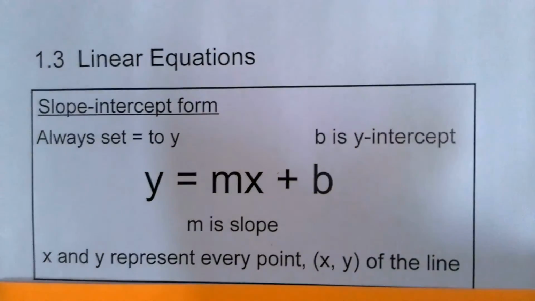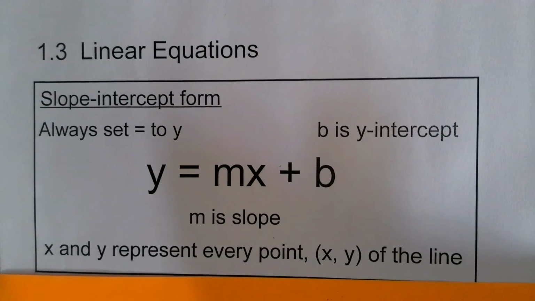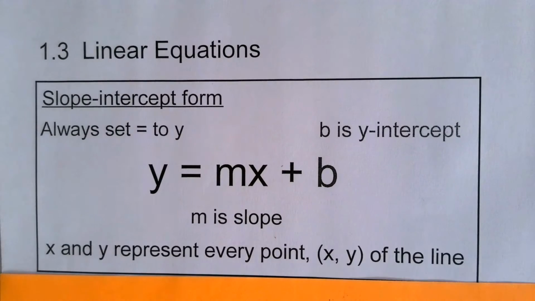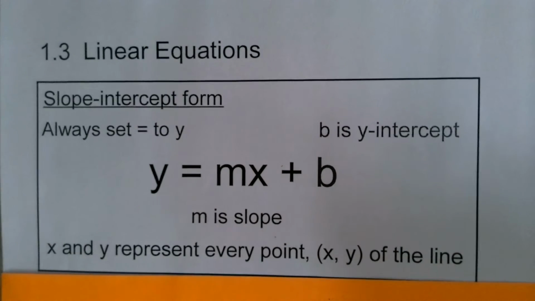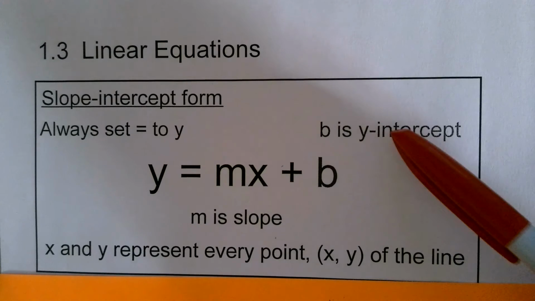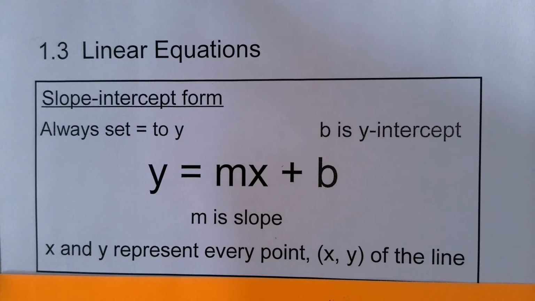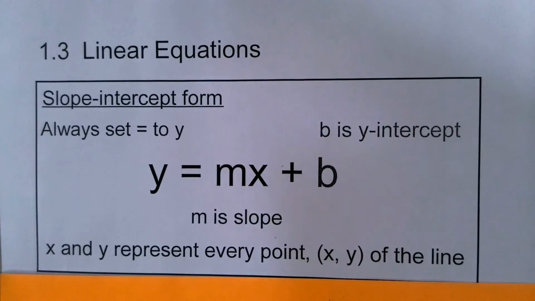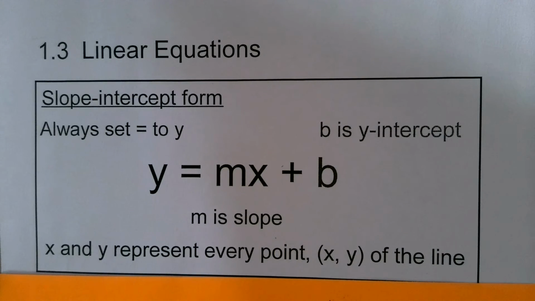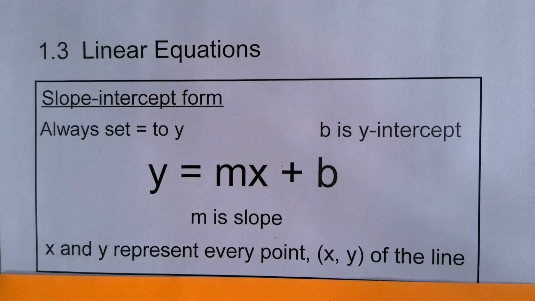Okay, so starting with slope-intercept form, this is probably the one thing from Algebra 1 that we come away knowing: y equals mx plus b, where b is your y-intercept, which we looked at a little bit yesterday. If you plug in 0 for x, what you're going to get is whatever b is for the y-intercept. And then m is always the slope. Your x and y is every point that is on the line.